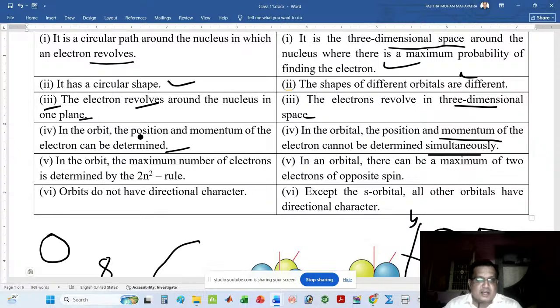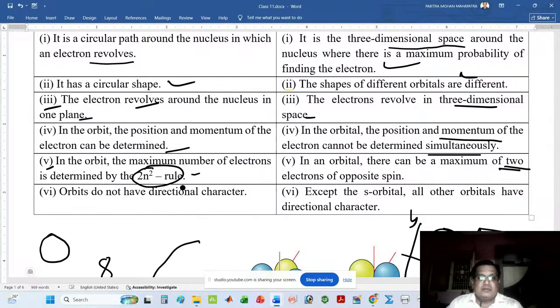Next, the fifth point: in an orbit, the maximum number of electrons can be found by the 2n square rule. But we know that whether it is a p orbital, d orbital, f orbital or s orbital, each orbital has a maximum of 2 electrons. You can take any type of orbital, its capacity must be 2. But if you think about the orbit, then different orbits have different capacities to acquire electrons. This can be determined by using the 2n square rule.